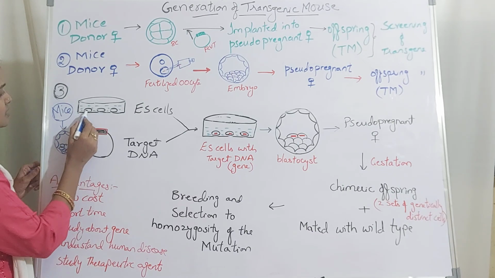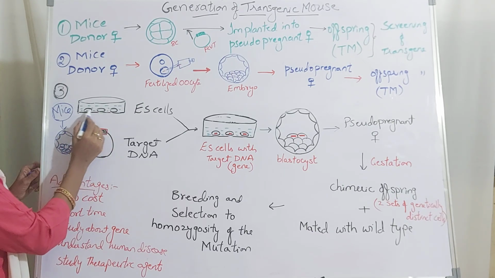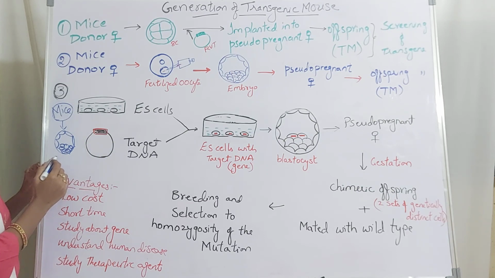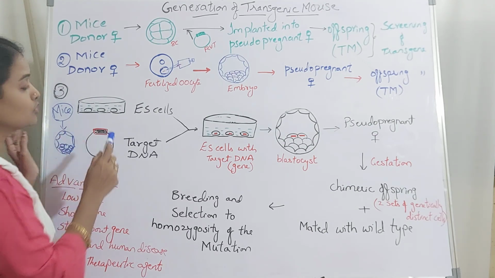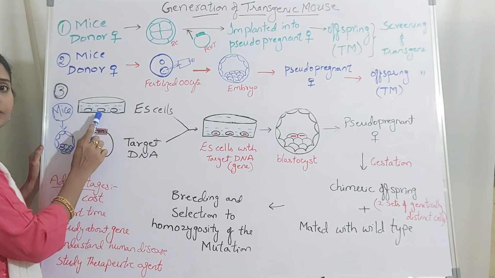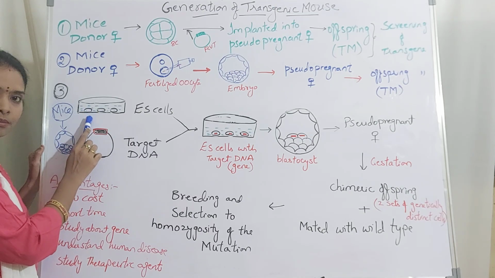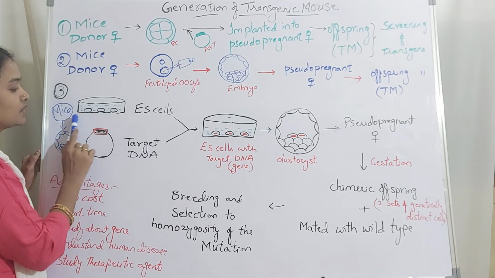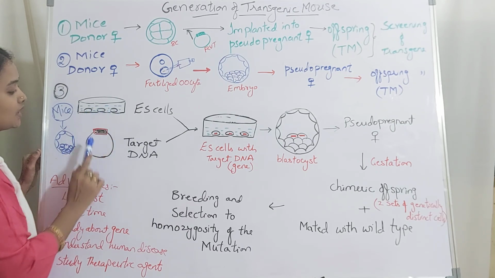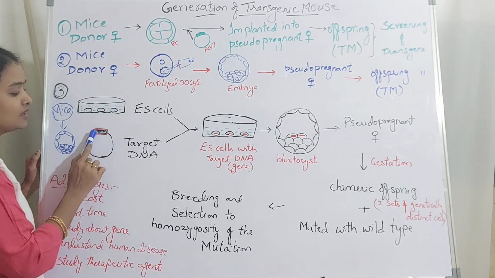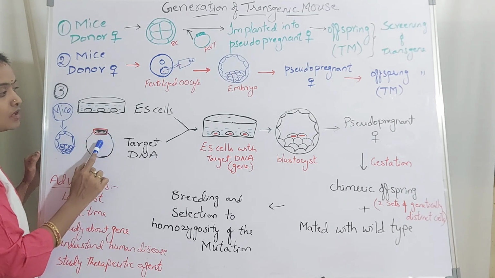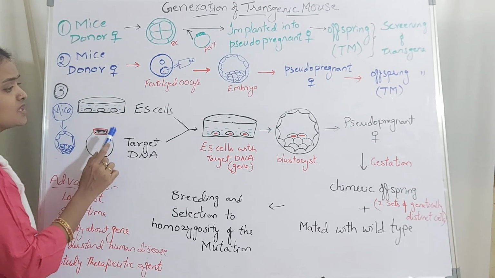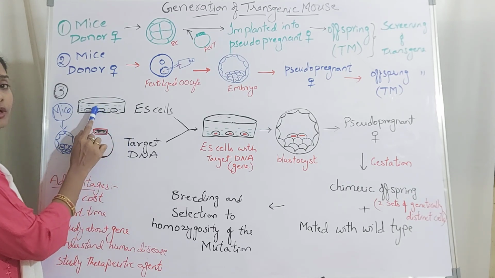These are the embryonic stem cells which have been aspirated from the female mouse, right? Once you have aspirated the embryonic stem cells, you allow them to be maintained in tissue culture media. You are maintaining them and stabilizing them. After that, here you can see the target DNA consisting of the desired gene of interest. Now this desired gene of interest is introduced into these embryonic stem cells.